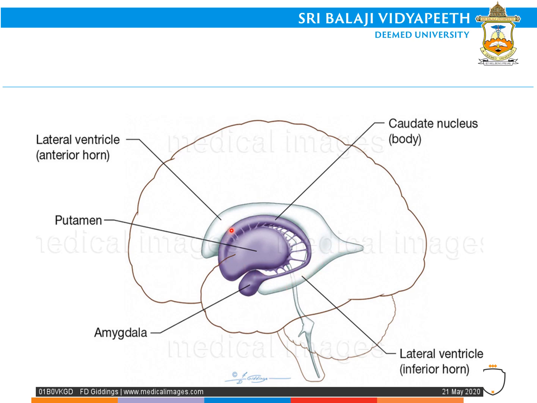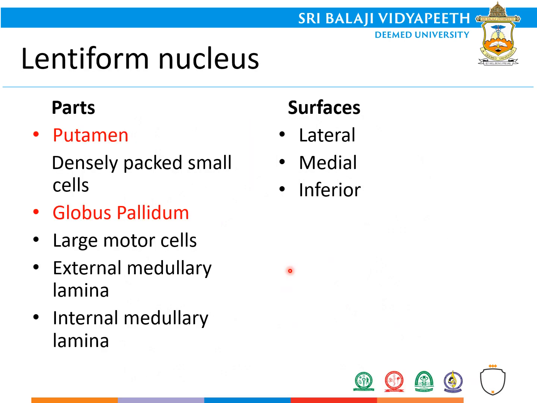Now the head of the caudate nucleus forms both the lateral wall as well as the floor of the anterior horn of the lateral ventricle. Whereas the body of the caudate nucleus forms the floor of the central part of the lateral ventricle, and the tail of the caudate nucleus forms the roof of the inferior horn of the lateral ventricle.